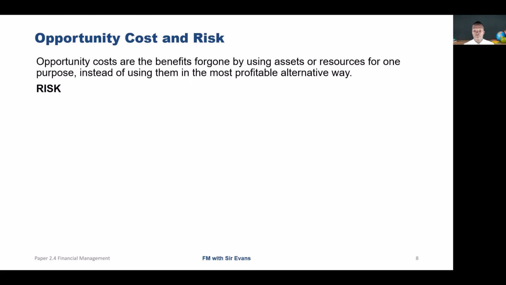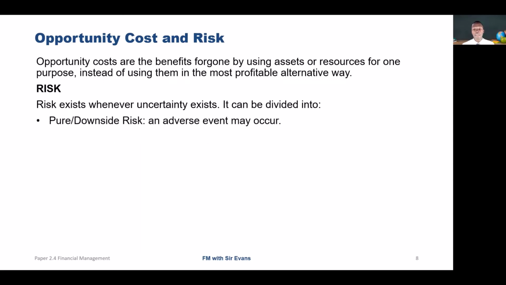Then risk. So risks exist whenever a future outcome or future event cannot be predicted with certainty, and a range of different possible outcomes or events might occur. So that situation of being uncertain poses certain risk. Now, risk can be divided into two. We have the pure or downside risk.